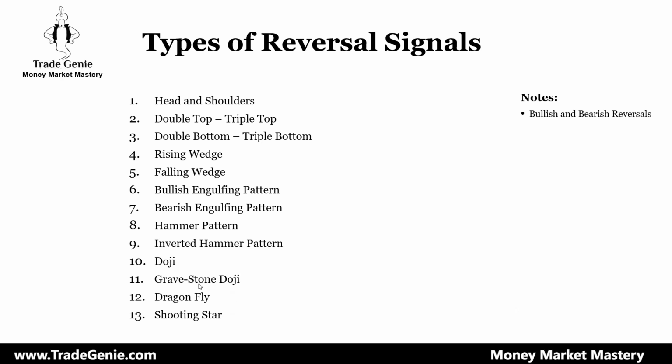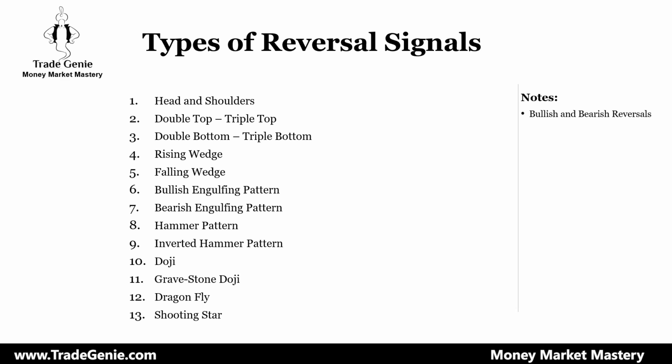Now there's another one, a gravestone doji. So this is a bearish. It's the name of gravestone. It really looks bearish, but what happens after this candle forms? So before, what happened, and right after a gravestone doji forms, what you're looking for is secondary evidence. There's another one, the dragonfly. So dragonfly is a bullish.